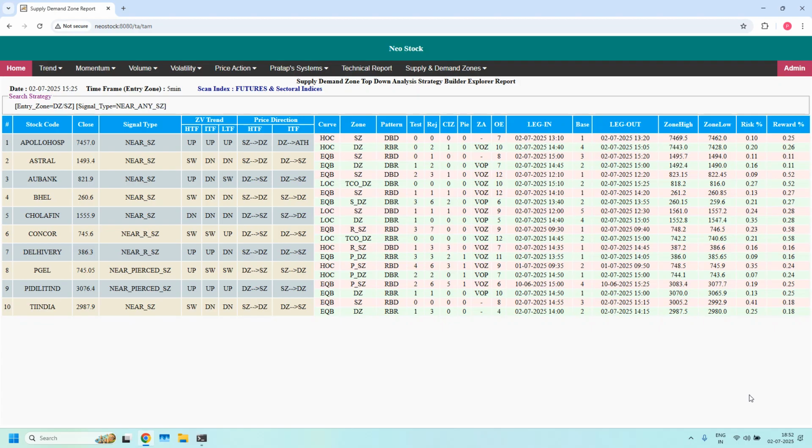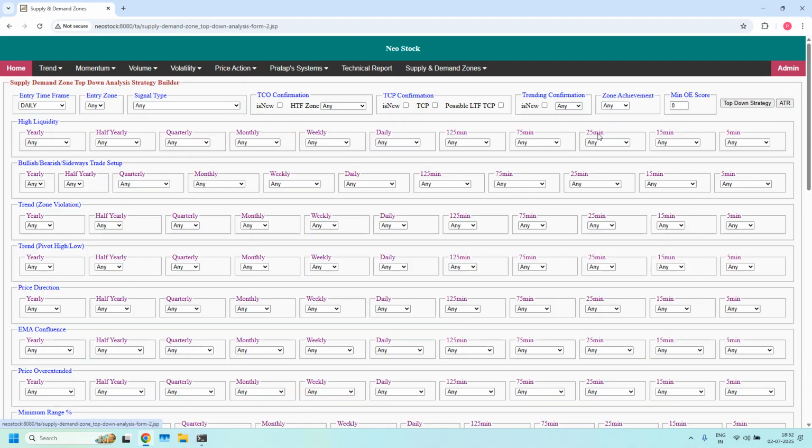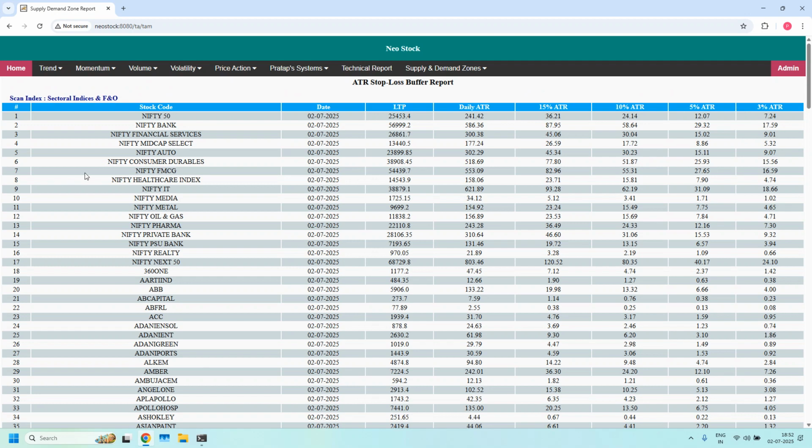So we have completed stocks near demand and supply zones for all the time frames. And finally, we will generate stop buffers based on daily ATR. First 17 in this list are indices, remaining all are equity stocks. I'm scrolling the list down; whichever stock you want to refer, pause the video. After that, you can proceed further. Okay, I'm scrolling the list down.